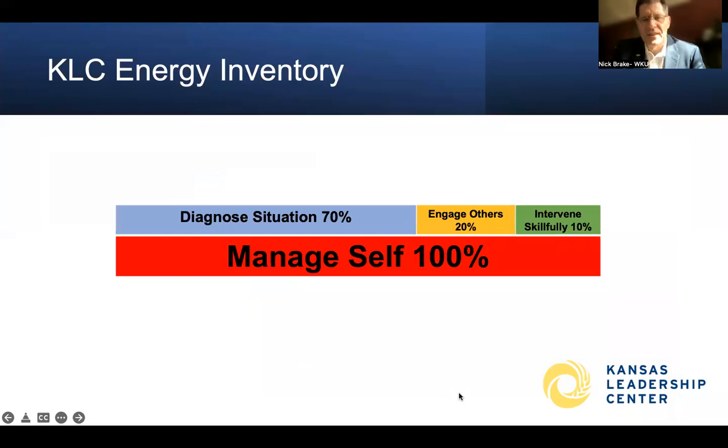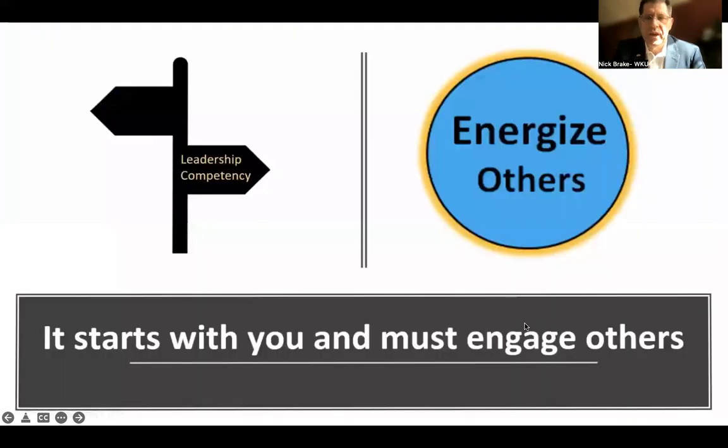The reality is, looking at this, it obviously doesn't add up to 100, it adds up to 200. But if you look at the relative importance of diagnosis, engagement that we're going to get into next, and intervention, manage self is sort of the foundation. You have to let this undergird everything you do. It's an important component of leadership. So next time we're going to get into engaging and energizing others as you look at the kind of adaptive work required in exercising leadership.